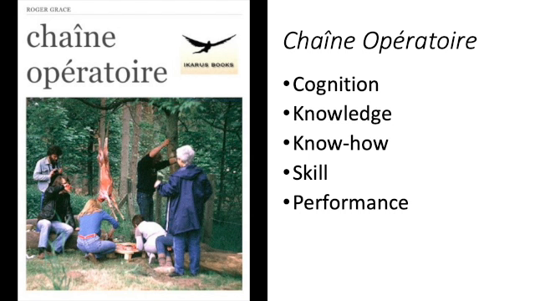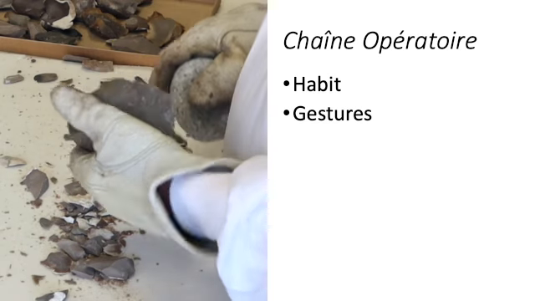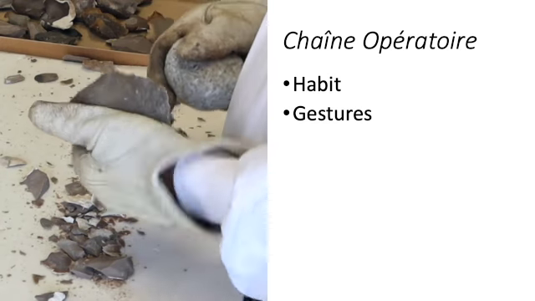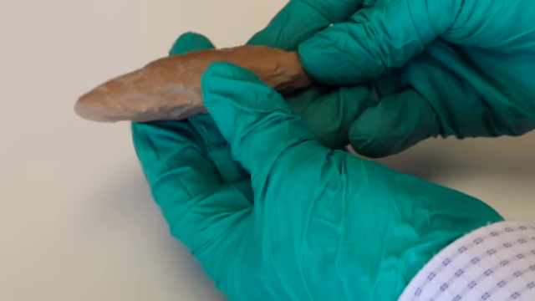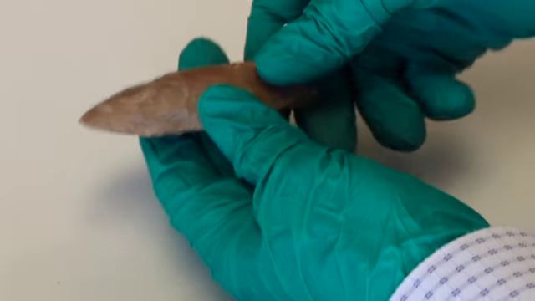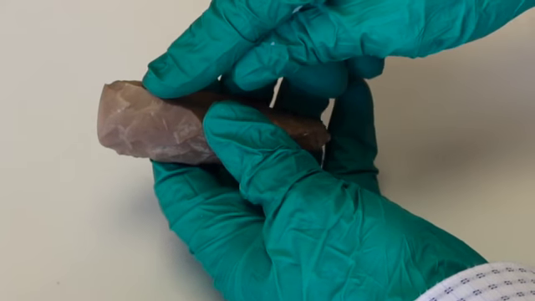But an important aspect of the Chaîne Opératoire approach is that it doesn't focus only on technical acts, but also on cognitive aspects, like the flintknapper's knowledge, savoir-faire or know-how, skill, and performance, all in the context of the flintknapper's cultural environment. The flintknapper's immersion in this environment can lead to particular habits and gestures in the production of a tool. The flintknapper's knowledge, habits, and gestures can leave traces on the stone tools that we can recognize.